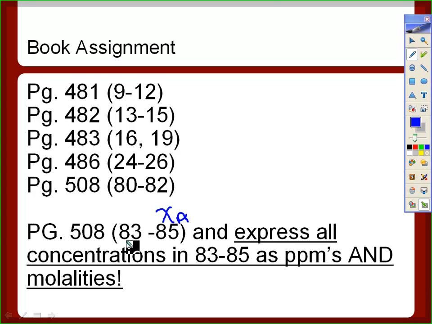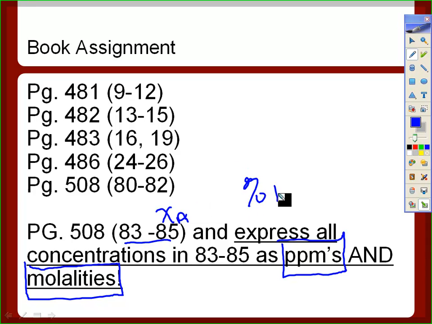And then I want you to go back and those same problems, I want you to take all those mole fractions and I want you to turn them into parts per million. And then I want you to take and turn them all into molalities. So using that graphic that we just talked about, you're going to go from mole fraction to parts per million. And you're going to go from either parts per million or mole fraction to molality. And remember, the key in there is don't forget your percent by mass is going to help you, or can help you do both of those. So give it a try. There's no answers for those ones, but we'll talk about it tomorrow.